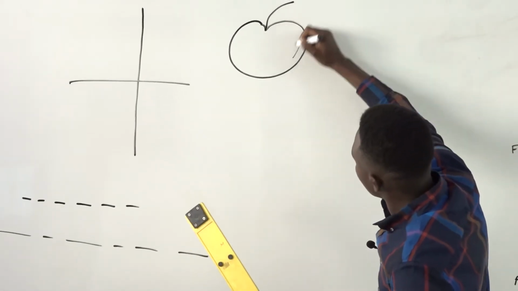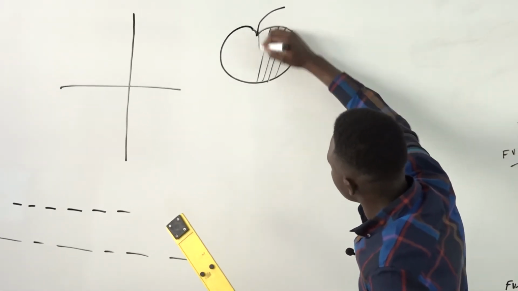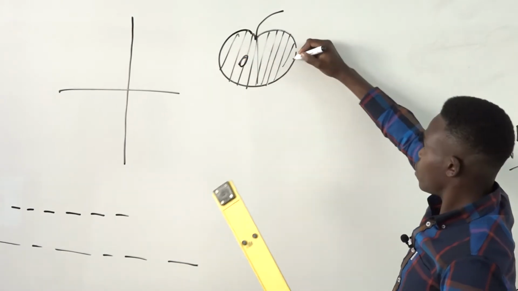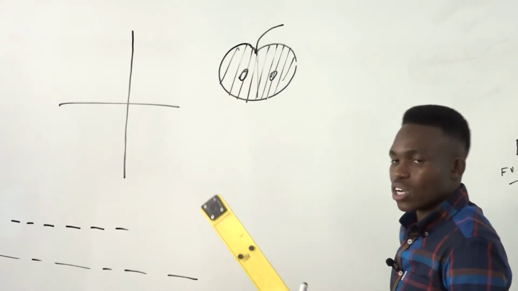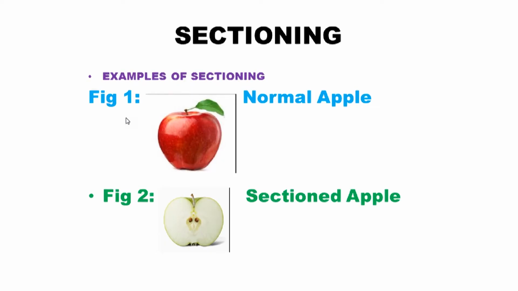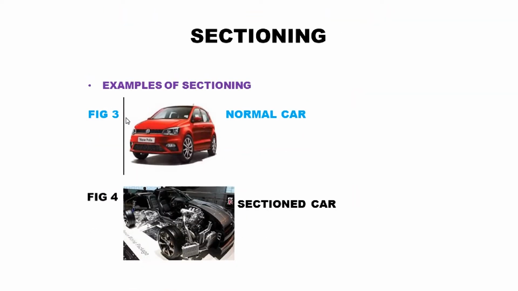When you cut your apple, you realize that there are different sections there. You've got a seed there. This is what is called sectioning. On my screen, I've shown in figure one a normal apple, and in figure two a sectioned apple which has been cut. This means sectioning: when something is being cut.